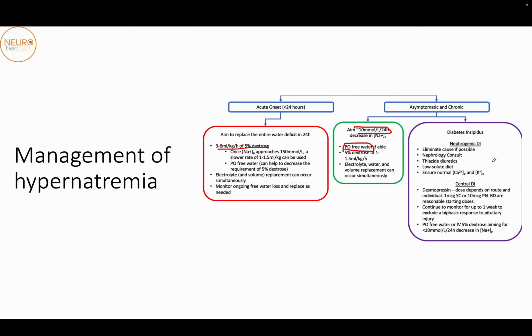On the other hand, if you figure out that the patient does have diabetes insipidus, you can treat them with vasopressin if it is central DI. If it is nephrogenic DI, vasopressin will not work. An option there would be thiazide diuretics.